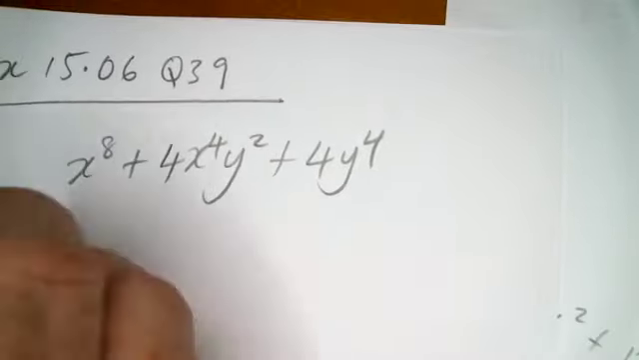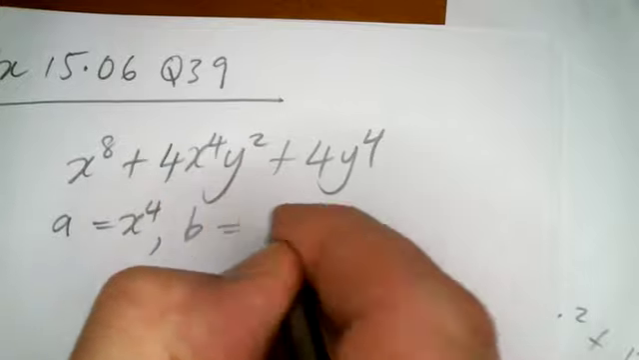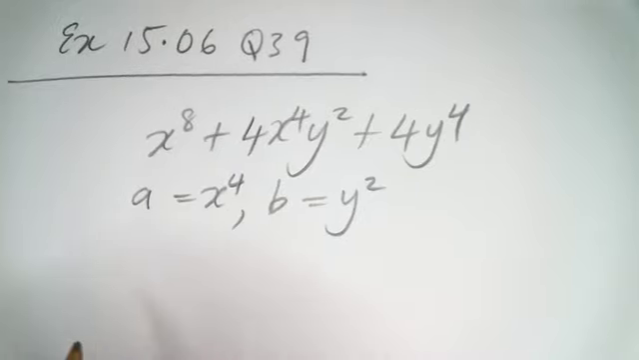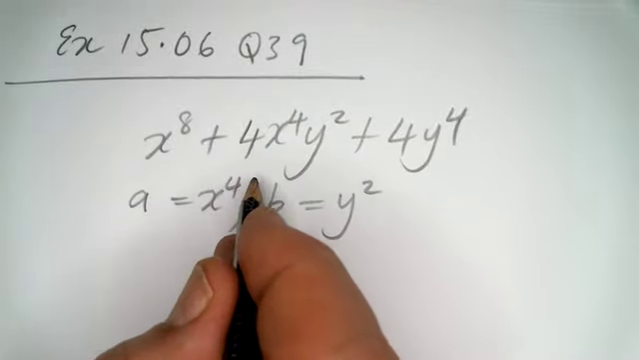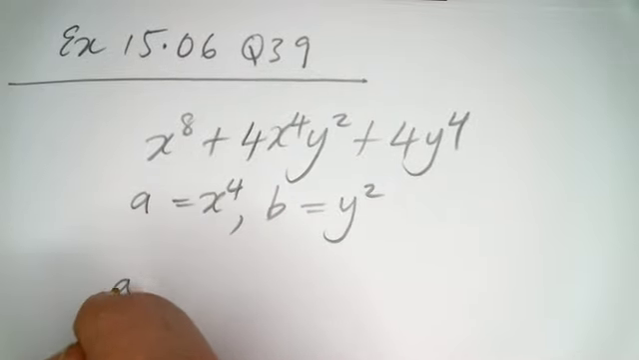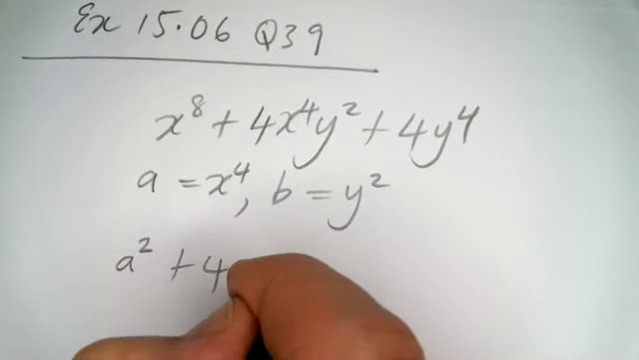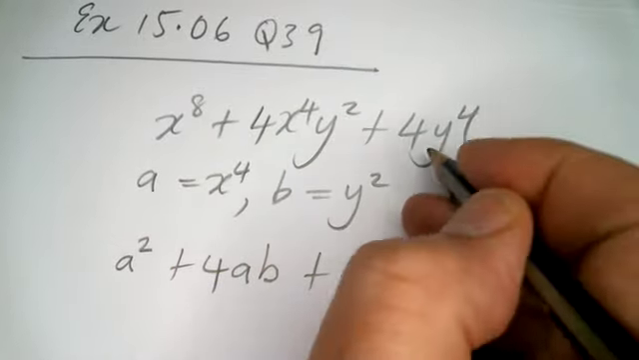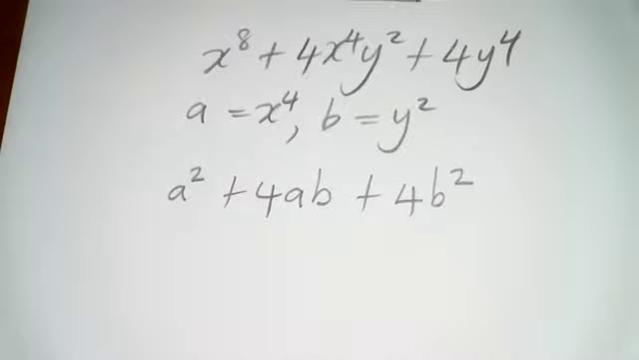What we can do is we can say, let a equal x to the 4, and let b equal y squared. So every time I see an x to the 8, that's just going to be a squared. In other words, x to the 4 squared, which is x to the 8. So here's x to the 8. If I put an a, that's automatically x to the 4. If I square it, that's now x to the 8, plus x to the 4, which is just a. y squared is just b, plus 4 y to the 4, which is just b squared. So now I've got something that I can reasonably work with.